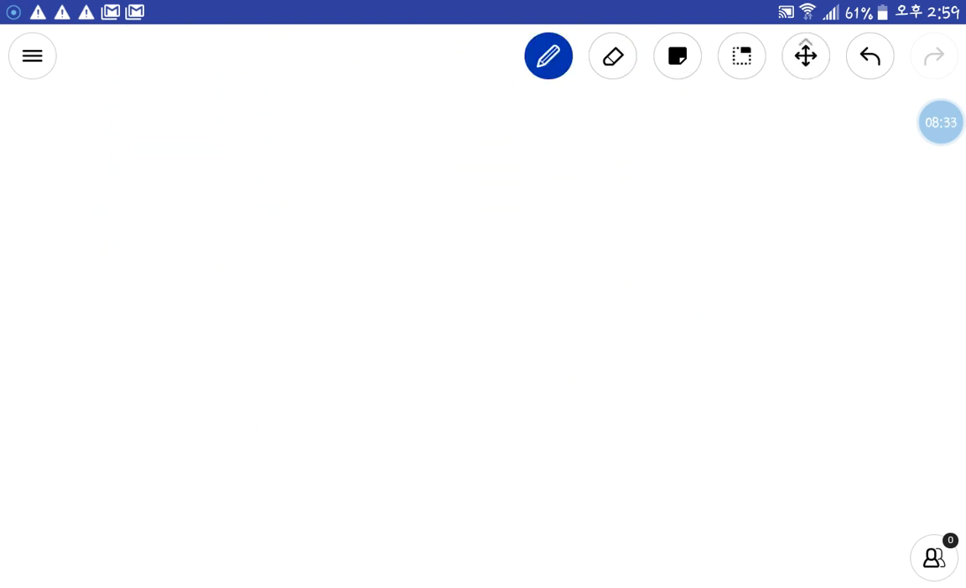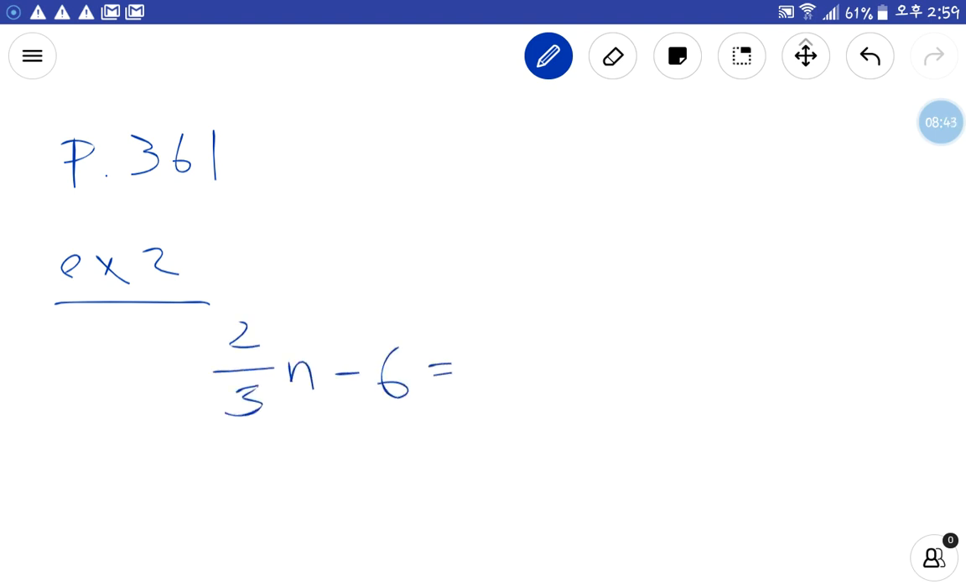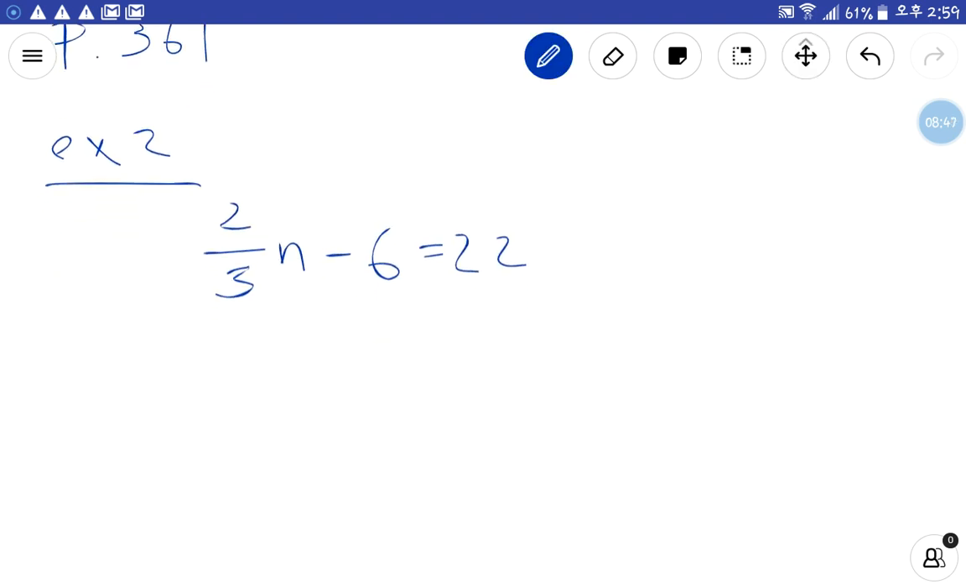So now I'm on page 361, example 1. So using the reciprocal. Solve 2 over 3n minus 6 equals 22. Alright, so we are going to use exactly the same order, same steps that we've done. So look at the steps. We have 4 steps, right? Do we have parentheses? Not really, so we don't have to do the distributive property.